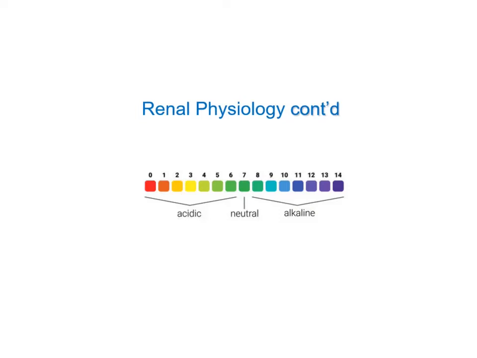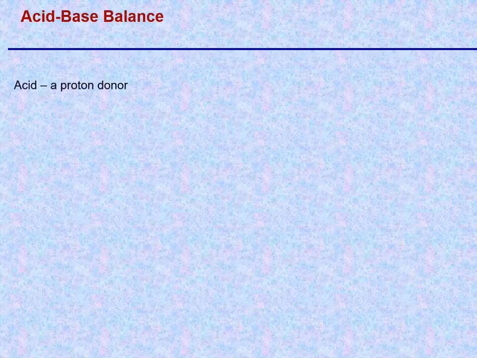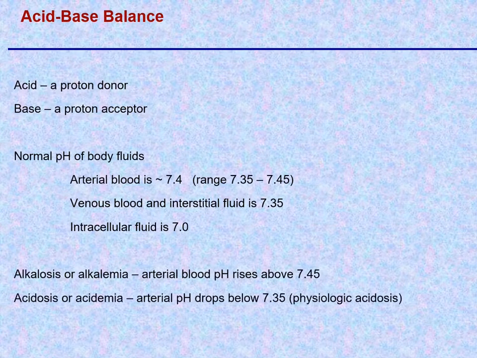This is lecture 8C. It's continuing with renal physiology, and it's on acid-base balance in the renal system. Now, acids, of course, are proton donors, and bases are proton acceptors, although it's a little bit vague to say it that way, but that's what they are.